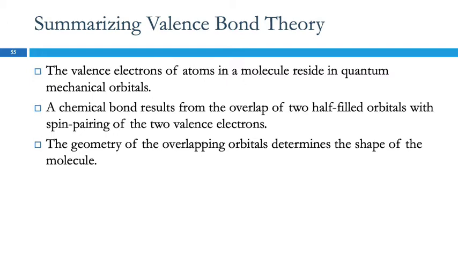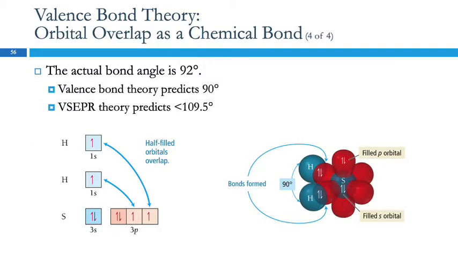So this is a summary. Valence electrons are in quantum mechanical orbitals. The chemical bond is a result of the overlap of two half-filled orbitals, and the geometry of the overlapping orbitals determines the shape of the molecule. All of that so far is probably just words. So this is the part we need to start really understanding.